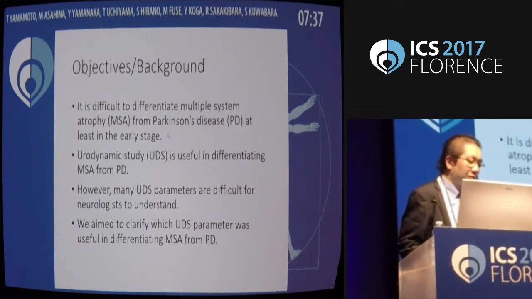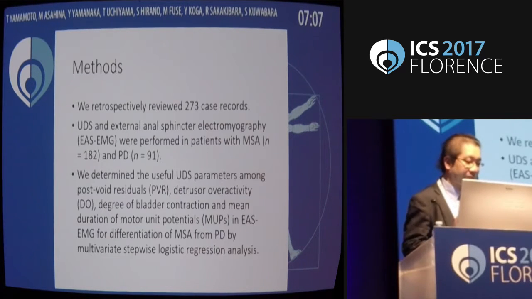It is difficult to differentiate multiple system atrophy, MSA, from Parkinson's disease, at least in the early stage. Urodynamic study is useful in differentiating MSA from PD. However, many UDS parameters are difficult for almost all neurologists to understand. So we aim to clarify which UDS parameter is useful in differentiating MSA from PD.